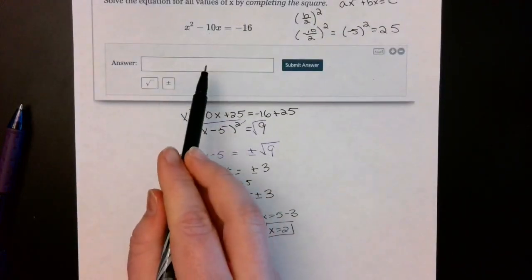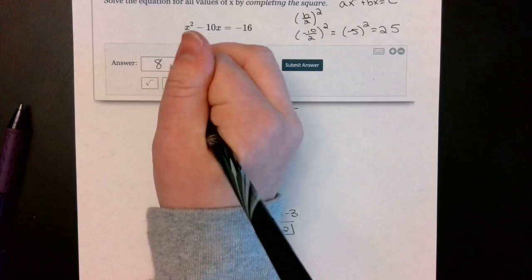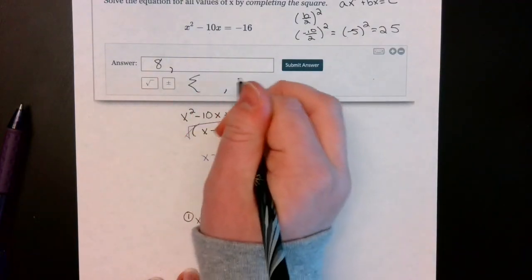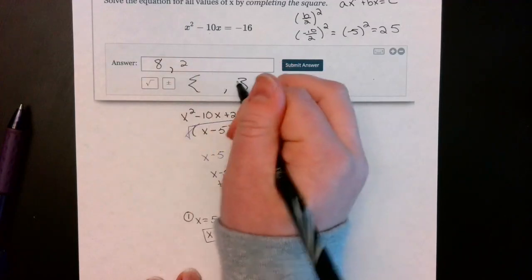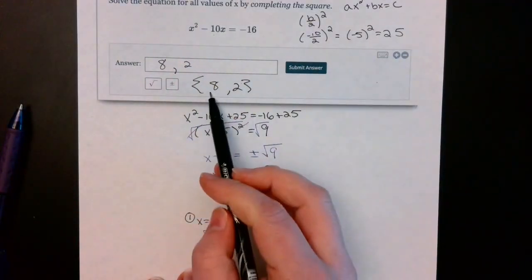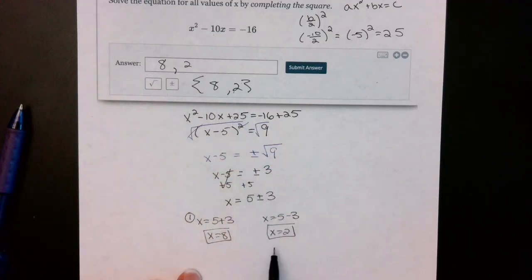When you plug it into here, you just write 8, comma, and then a set of brackets will show up, and your other answer, 2, would go here. You can also hit the plus sign so that you have two spaces to fill in your two answers.